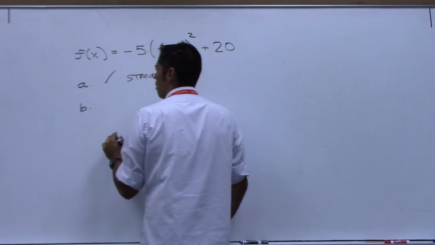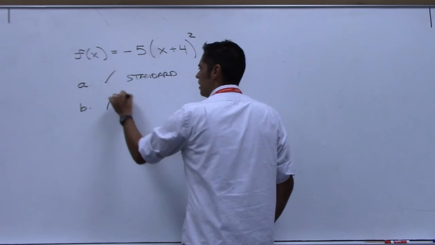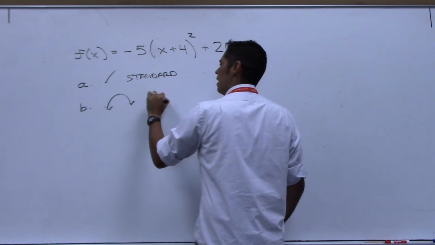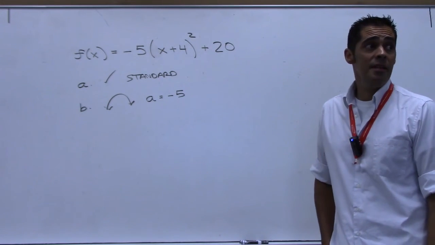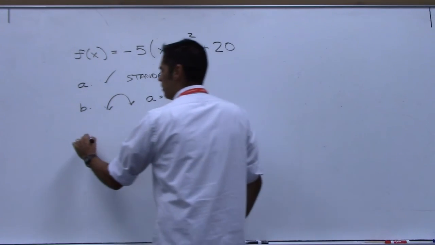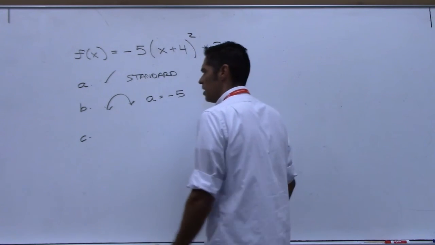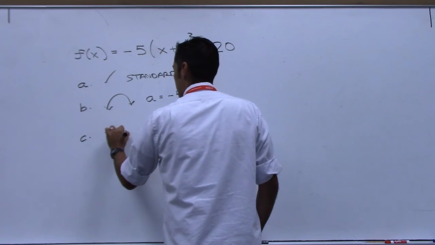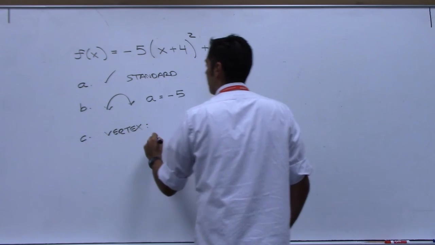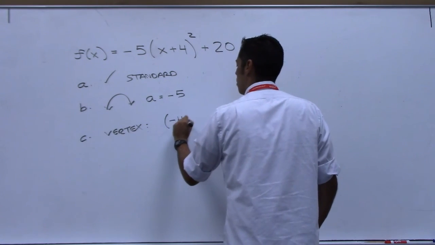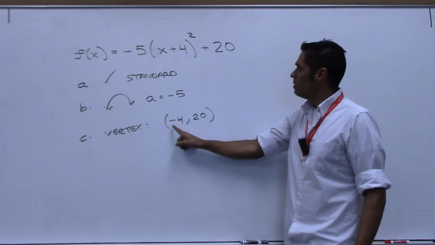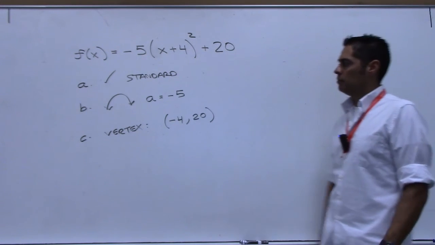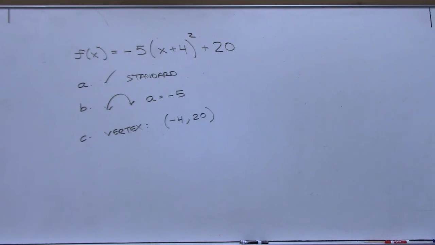Part B, does it open up or down? Down because a is -5. Part C, vertex. Well, you just said that we know it, don't we? -4, 20. Opposite of what we see, then the number out here. Man, we're moving along quick, right?